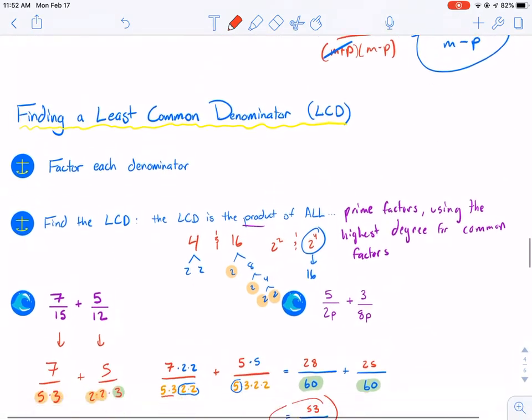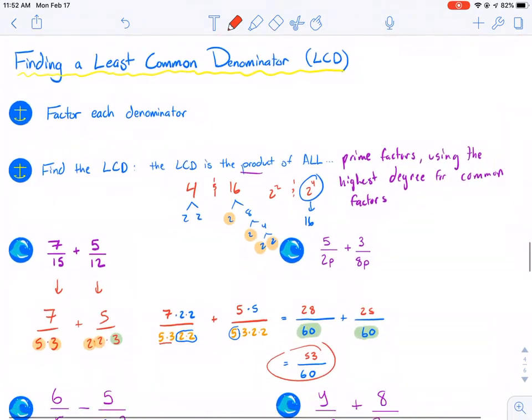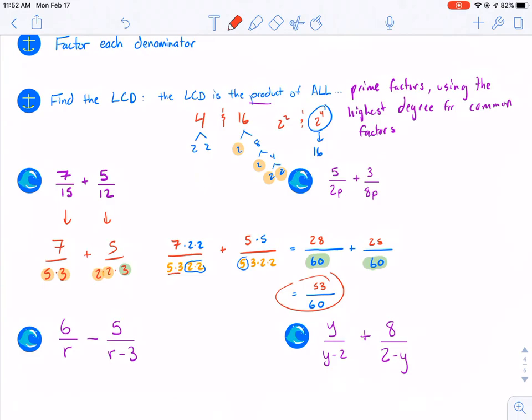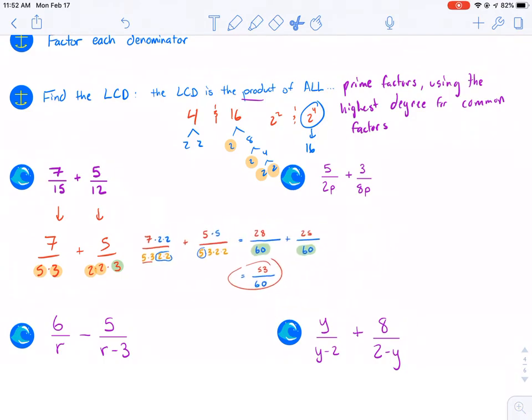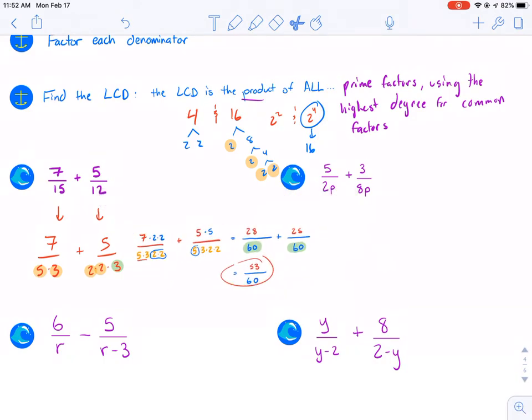Now, it also says we need to reduce if possible, but there's nothing to reduce here, so we are done, okay? What I'm going to do is I'm going to shrink wrap this just so we can move it out of the way for our next problem, okay? But feel free to pause and reference this anytime.